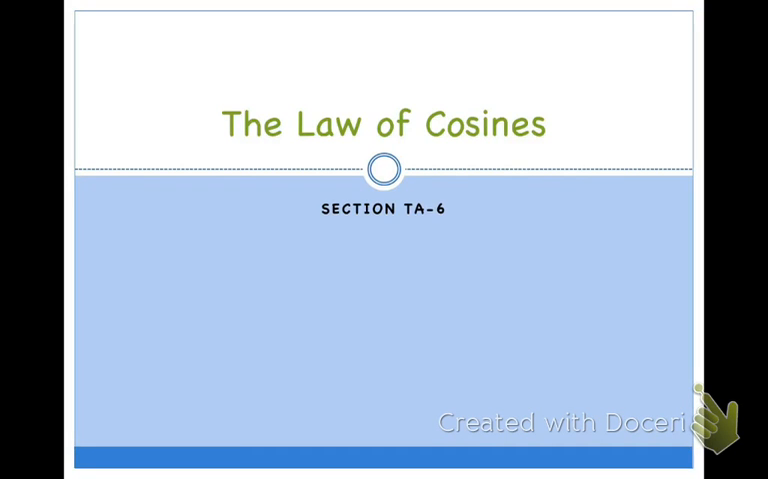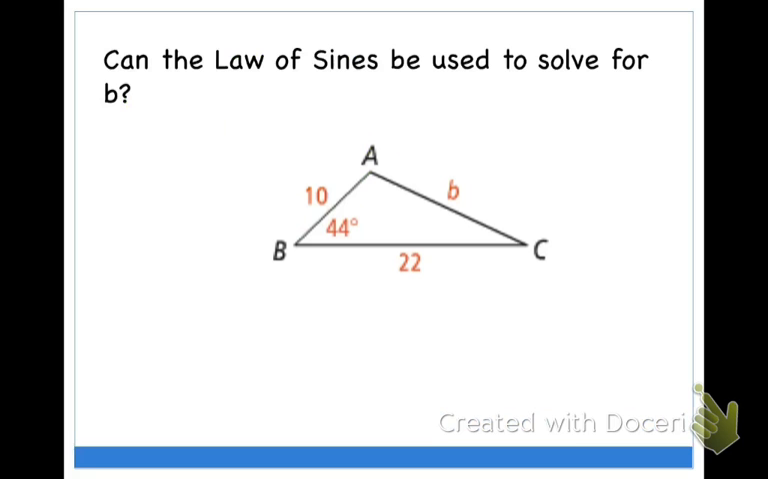Today we're going to be talking about the law of cosines. This is similar to the law of sines in that we use it when we have non-right triangles. But we use the law of cosines when we can't use the law of sines.